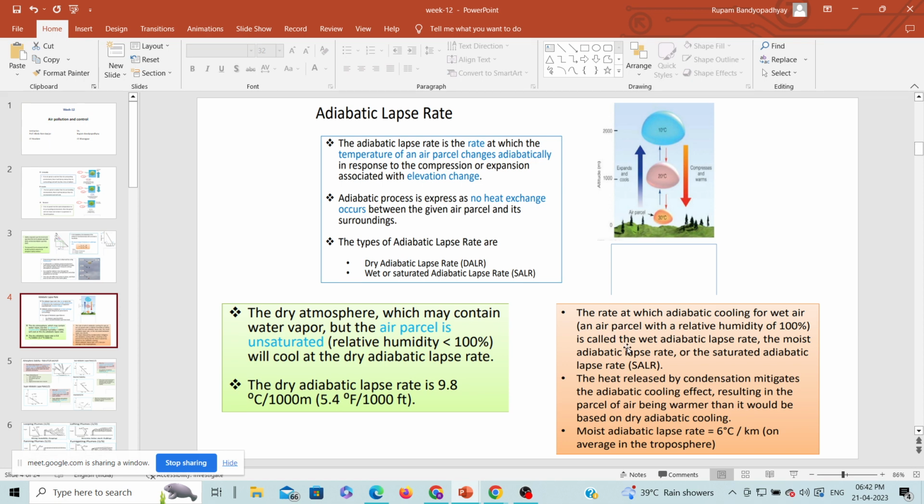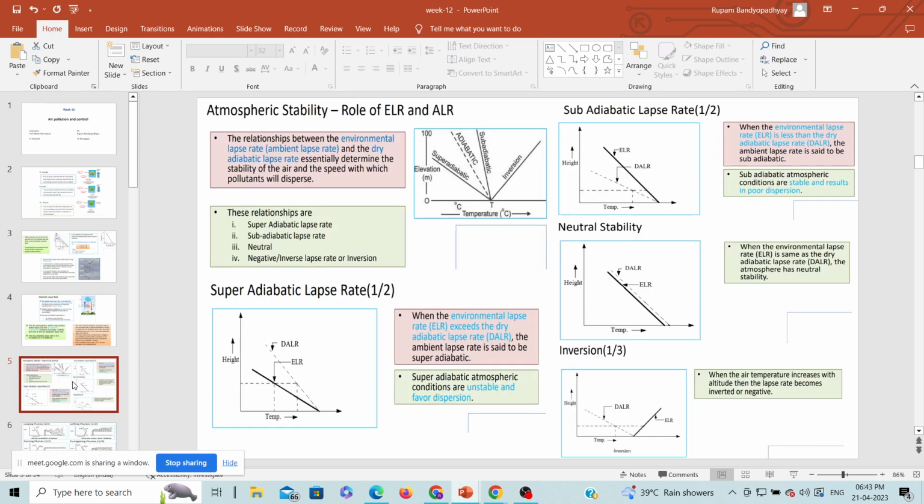The wet or saturated adiabatic lapse rate applies when the relative humidity of the air parcel is 100%. That is the saturated or moist condition, and in this case the saturated adiabatic lapse rate is 6 degrees centigrade per kilometer. These values you have to remember, so that if any questions are asked, you can answer.